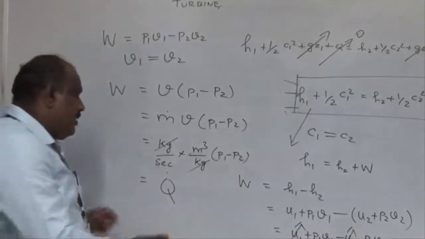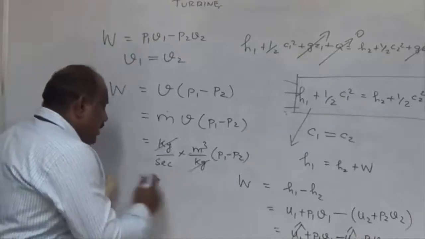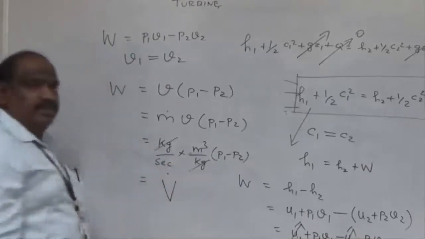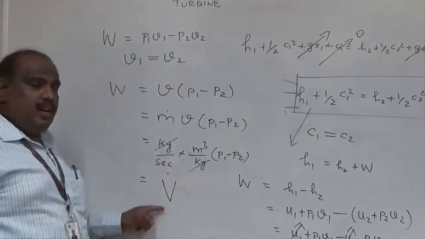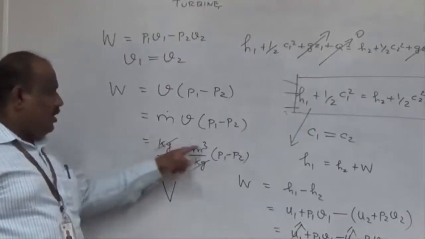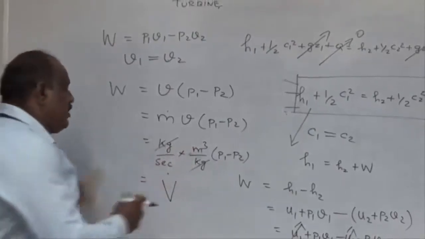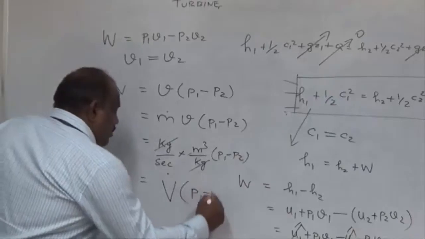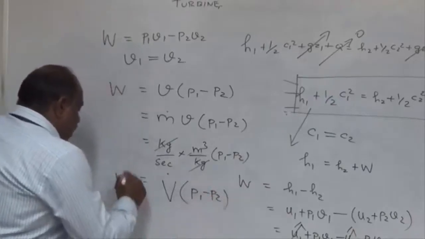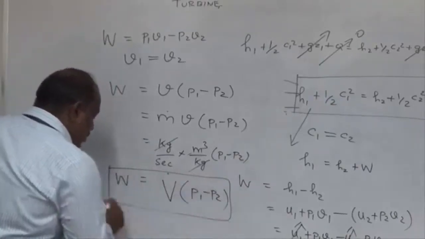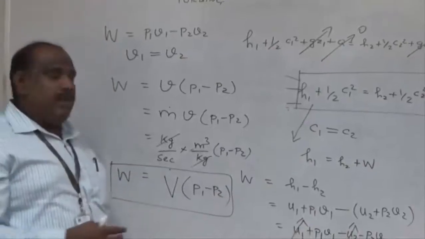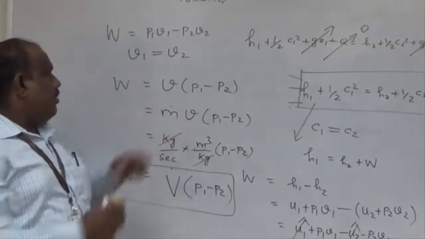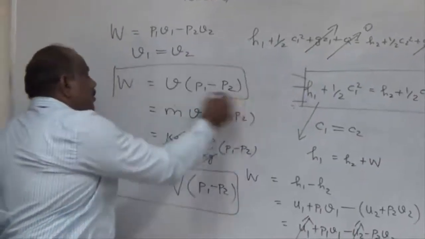So, not to confuse the same letter, let us use the term capital V dot. Capital V dot once again indicates volumetric flow rate, because the unit is meter cube per second. So it is V dot into P1 minus P2, which will take care of the mass also, any mass. If you want to go with 1 kilogram of mass, then you go with this formula alone.